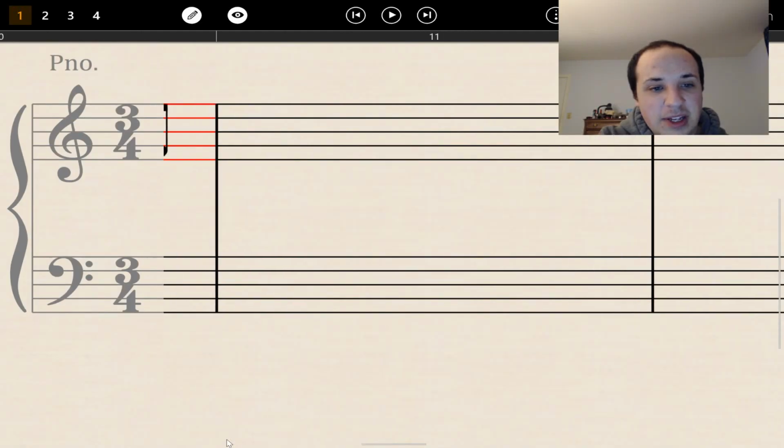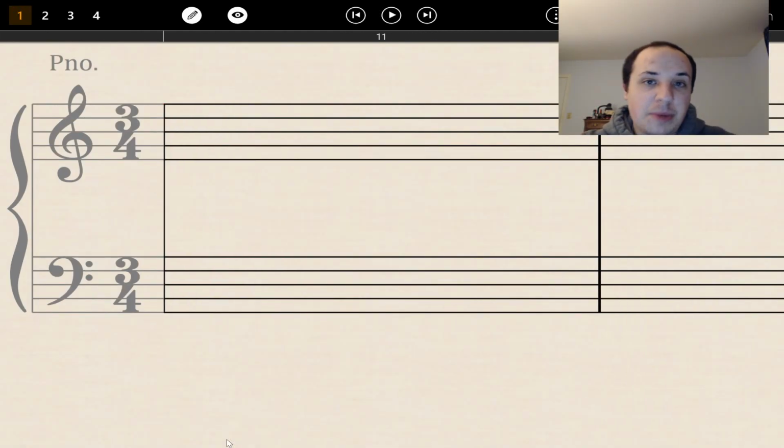Okay, so the main topic of today is talking about the time signature of 3-4. So the main question is, what is the difference between 3-4 and 4-4? So I'll let you think about it. You might only need a second.